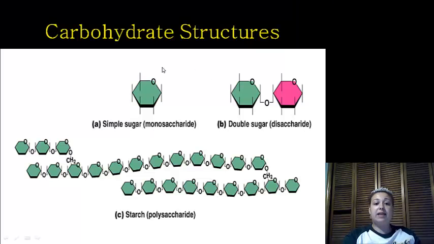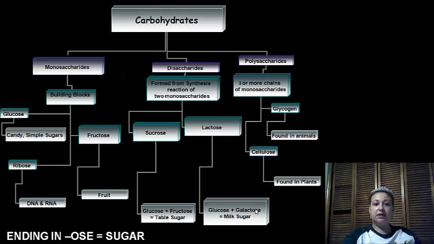Okay, so again, we've got the simple sugars, or monosaccharides, the disaccharides, 2 saccharides, and then our polysaccharides, which are going to be our starches and complex sugars. When we look at these, our monosaccharides are the building blocks. We've got glucose, which is our simple candy and sugars. We've got fructose, which is the sugar that comes from fruits. And we have ribose, which is used in DNA and RNA in their nucleotides.